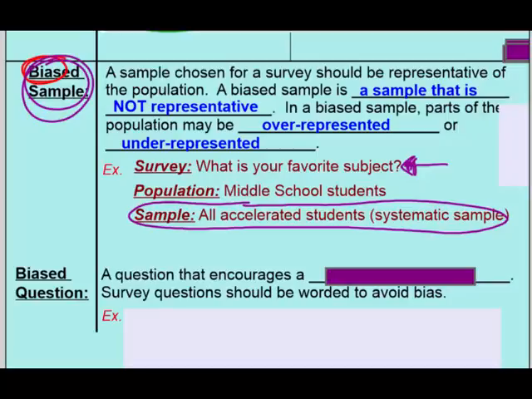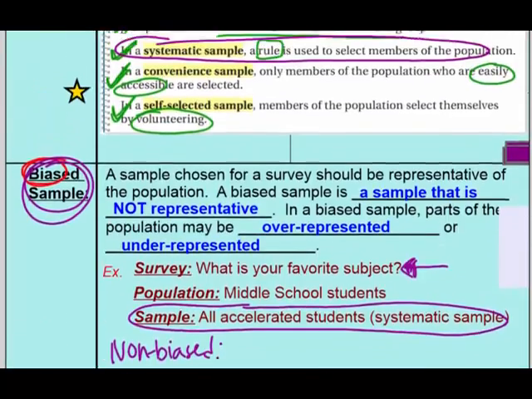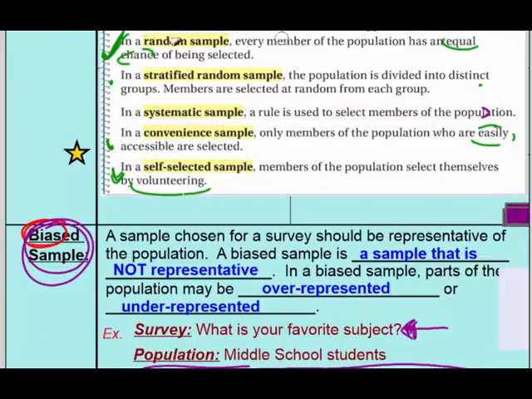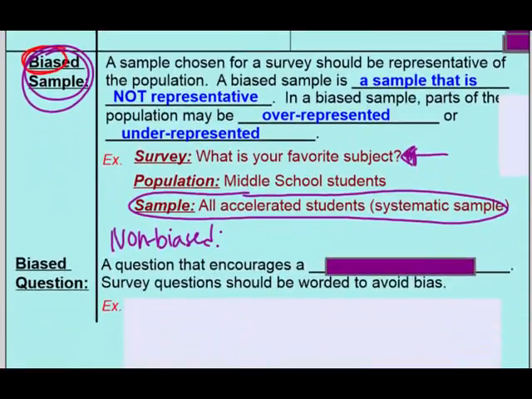So biased, you're overrepresenting the math kids in the math subject in accelerated students. Okay, a non-biased, a better sample would be non-biased. I wouldn't just choose all accelerated students. Instead of a systematic sample here, I would probably go with a random sample, that way I can make sure I get a little bit of feedback from just random people, not picking and choosing if they're accelerated or non-accelerated.